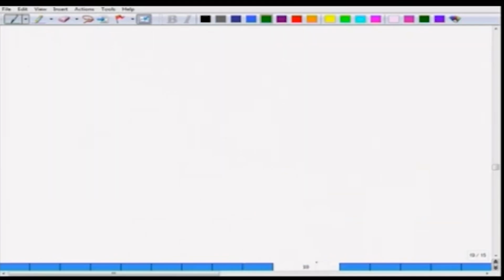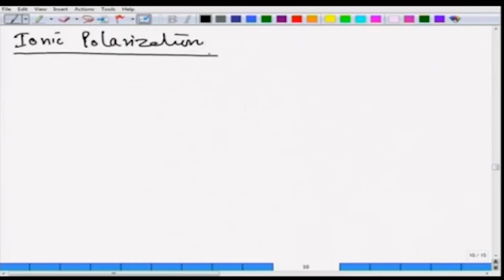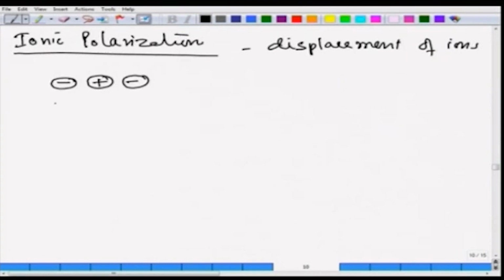Let us move on to the next mechanism, which is ionic polarization. As the name suggests, it is the displacement of ions when you apply an electric field. This picture will give you an idea of what I mean. Let us say this is a negative ion, a positive ion, a negative ion. Let us draw a few more. This is the ionic crystal.